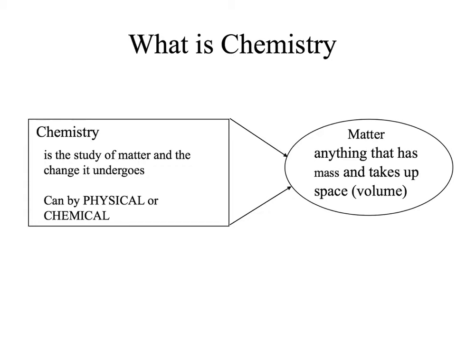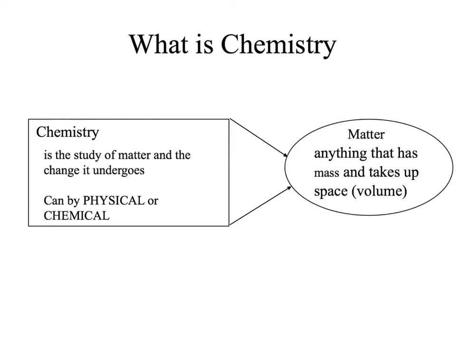Since this is our first lesson in chemistry, it's important to understand what is chemistry. Chemistry is defined as the study of matter and the changes it undergoes. Now, matter is anything that has mass and takes up space. If something has both mass and volume, we may have learned in middle school that it will also have density. So we can say matter is anything that has density.